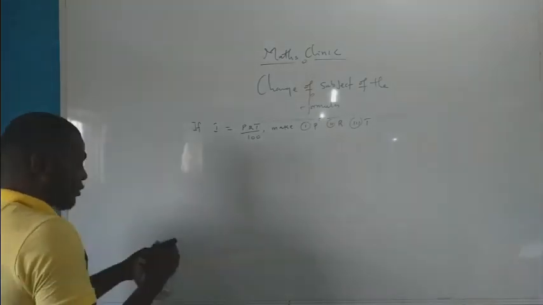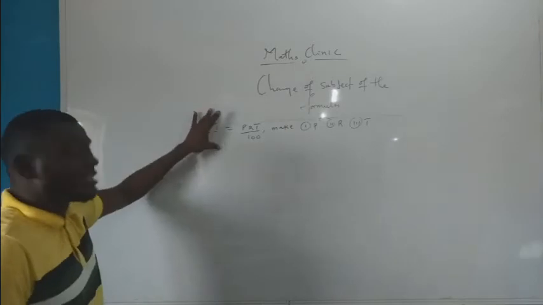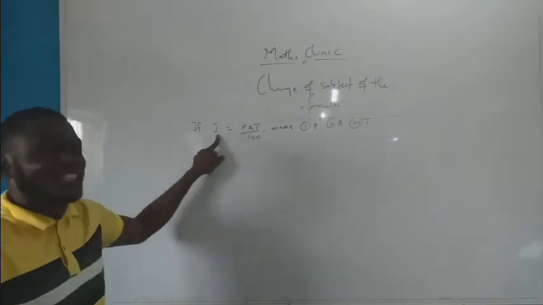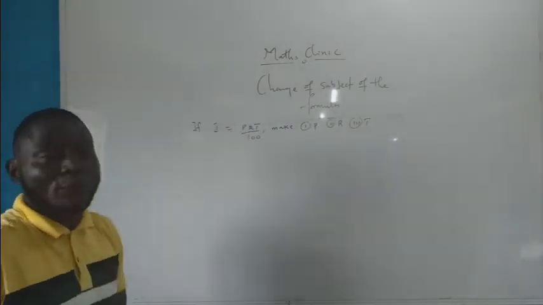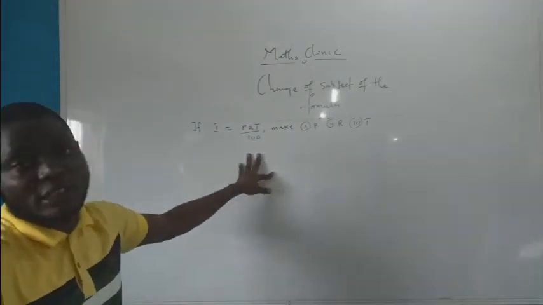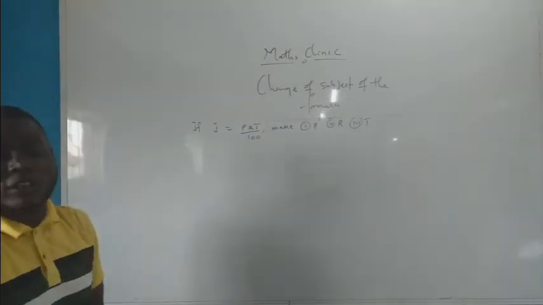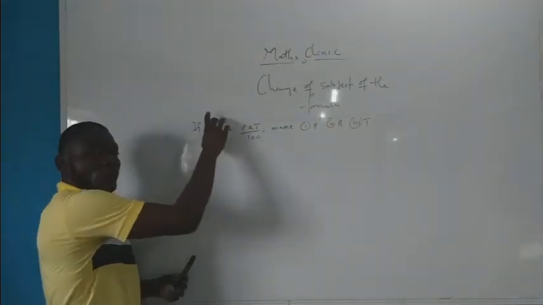From here, we actually want to make P stand alone. In this case, I is the subject. This is the formula for simple interest, I equals to PRT over 100. So in this, I is the subject of this formula, because I is standing alone.